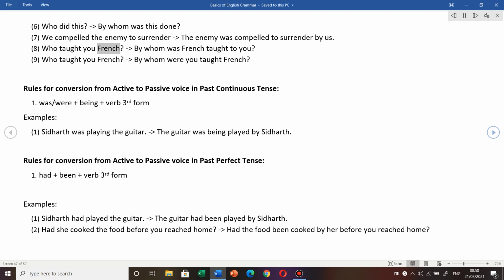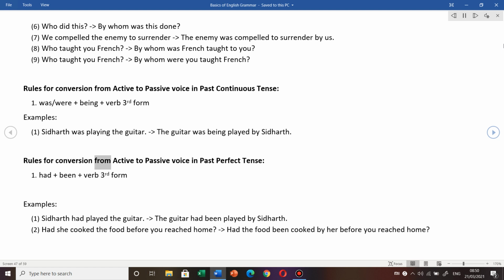Who taught you French? By whom was French taught to you? Who taught you French? By whom were you taught French? Rules for conversion from active to passive voice in past continuous tense. Was verb plus being plus verb third form. Examples. Siddharth was playing the guitar. The guitar was being played by Siddharth.